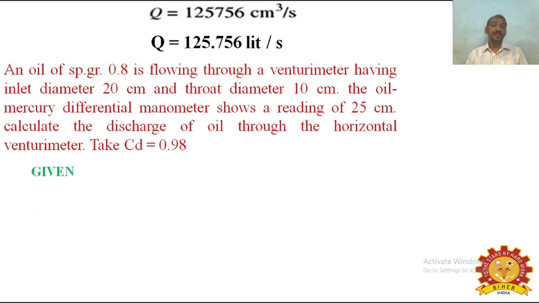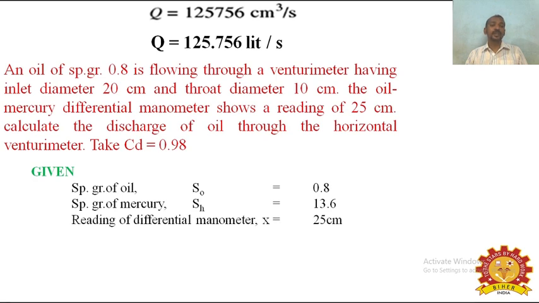Next, I have to write the given data. Specific gravity of oil, because that is the lightest liquid, is 0.8. Then specific gravity of mercury, the heaviest liquid, is equal to 13.6. Next step, you have to write the diameter of the inlet D1, equal to 25 centimeter. Then D2 is equal to 10 centimeter. Similarly, we have to find A1 and A2, and X, the reading on the differential manometer, is 25 centimeter.